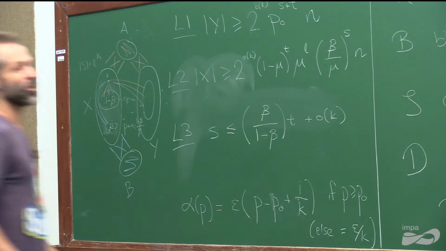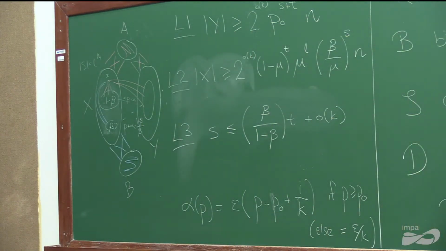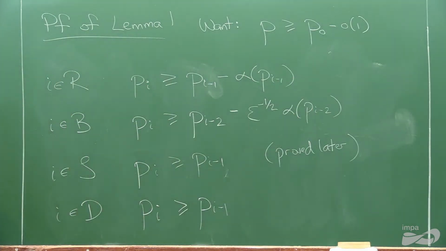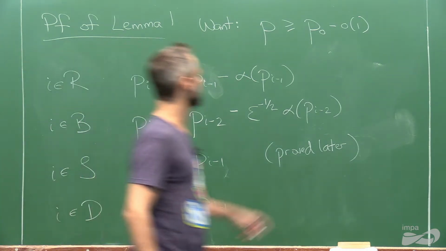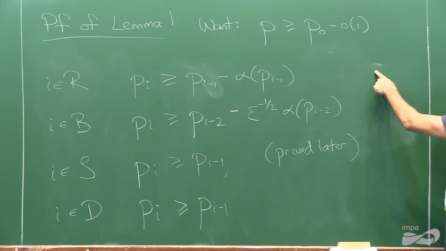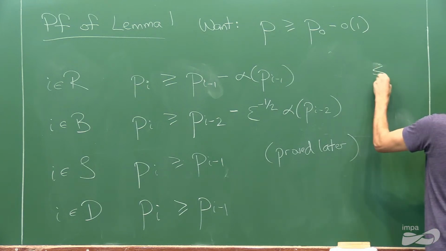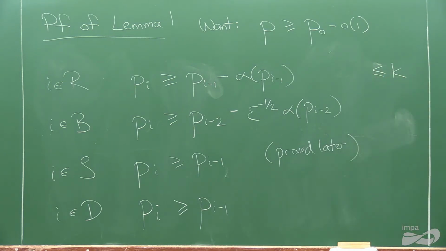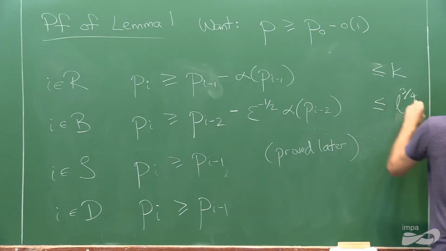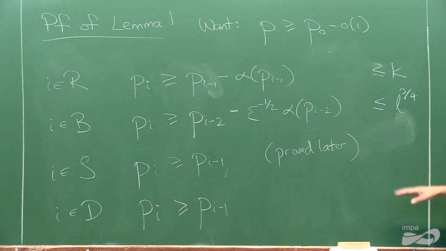So we need to control the total decrease, right? Summed over all the steps. Yeah, that's a good idea. So let's recall what that is. How many steps of type R do we have? Yeah, T, which is at most K. How many steps of type B do we have? At most L to 3/4. And we don't really care about these, right? Because they're going up.